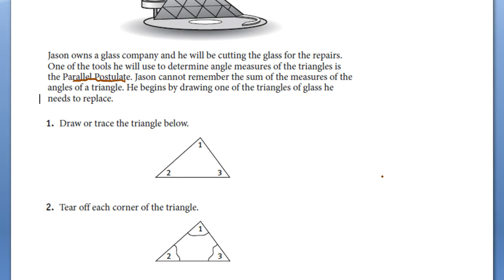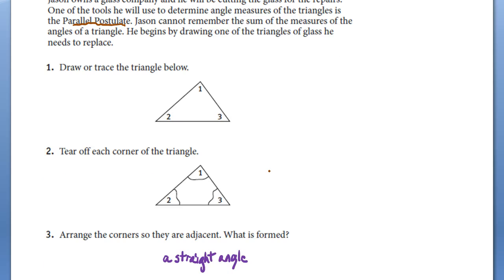So question 1 is asking us to draw or trace the triangle below. Let's not take the time to do that and just use this triangle as is. Number 2 says, if we had drawn this on paper and then cut it out with scissors, we could then tear the 3 corners off the triangle.